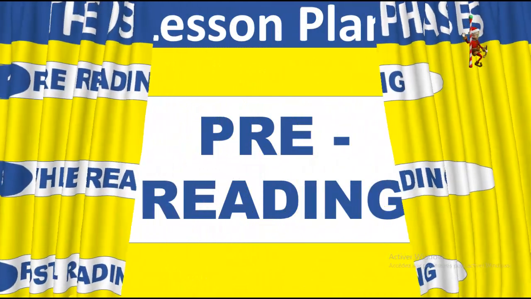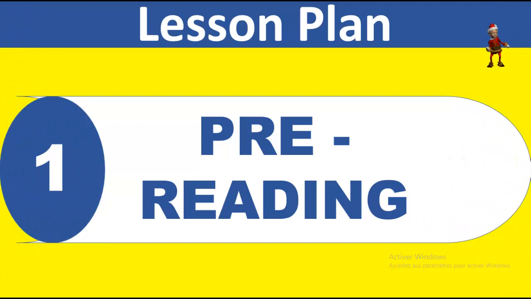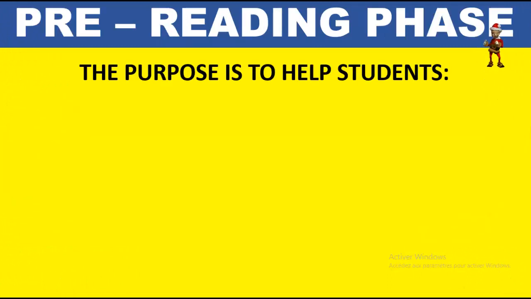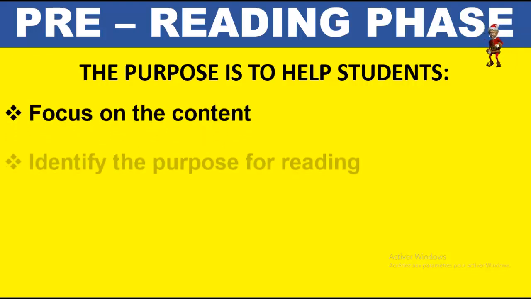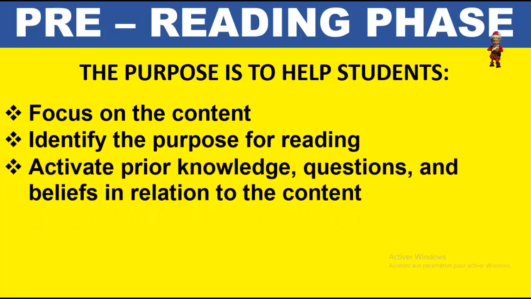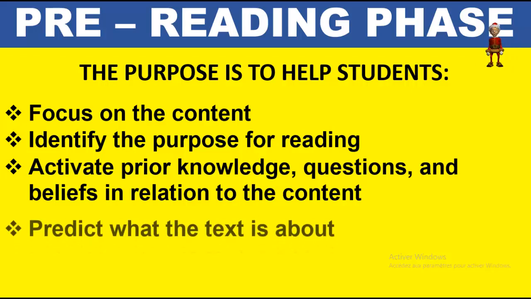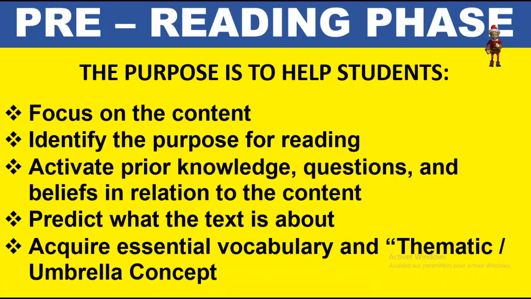Pre-reading. The first phase is about pre-reading. The purpose of this phase is to help students focus on the content, identify the purpose for reading, activate prior knowledge, questions, and beliefs in relation to the topic, predict what the text is about, and acquire essential vocabulary on the concept they're going to talk about in the text.